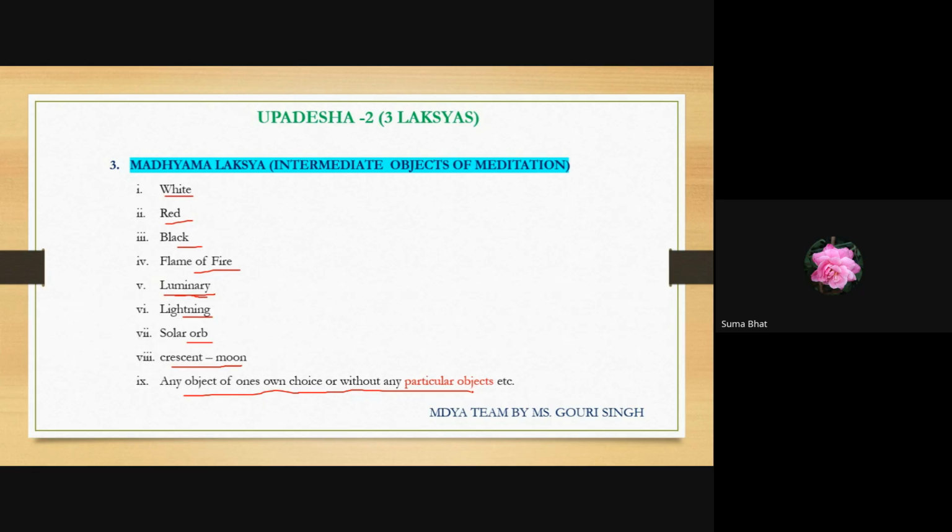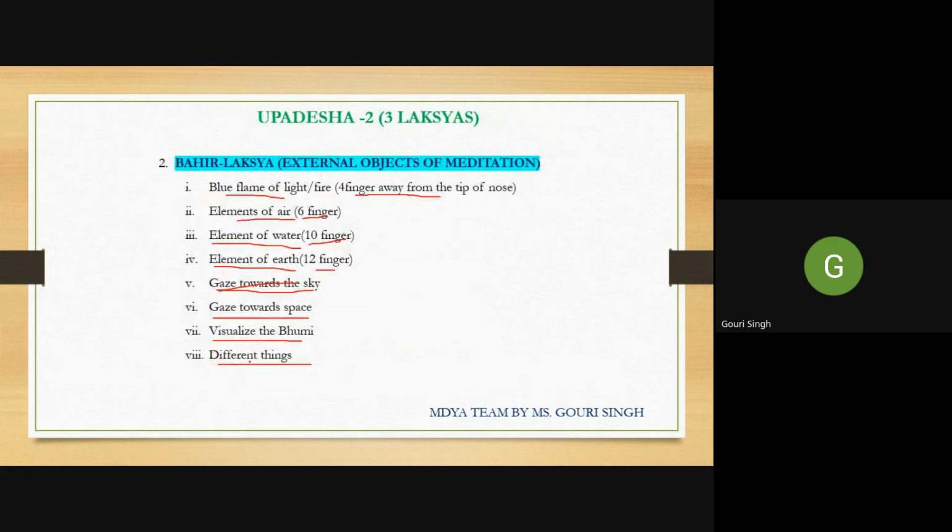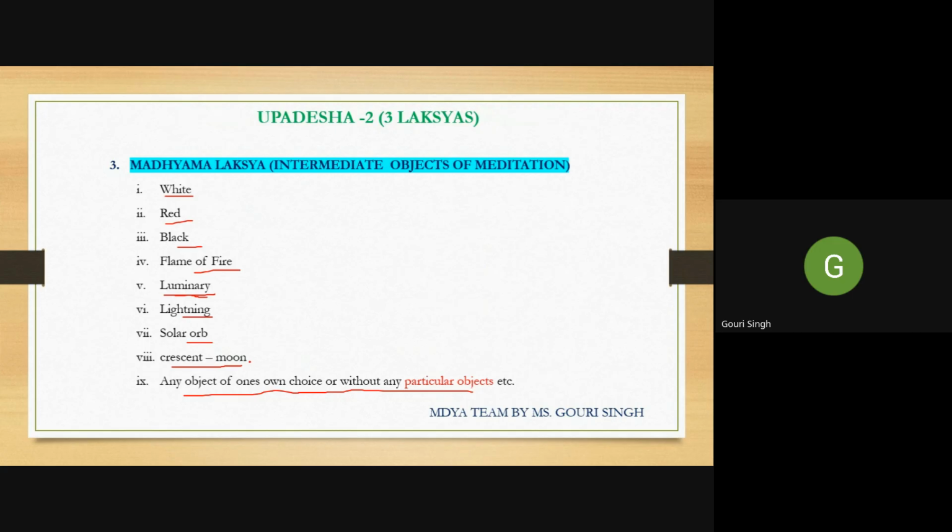Ma'am, here crescent moon means that moon which is less than half, that shape we have now? That I am telling now, na? Okay, that I only discussed. That moon means which is not full. So that is called as the crescent moon. Yes. Okay. So these are called as your three lakshyas: Antar lakshyas, Bahir lakshyas, and Madhyama lakshyas.